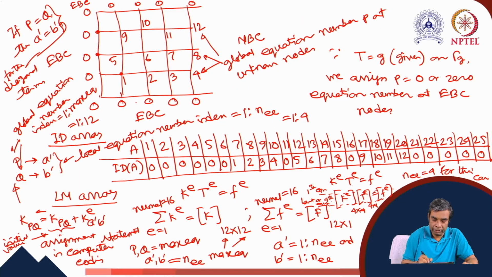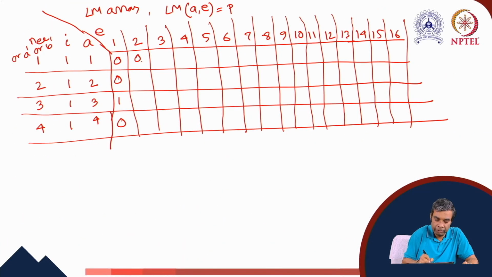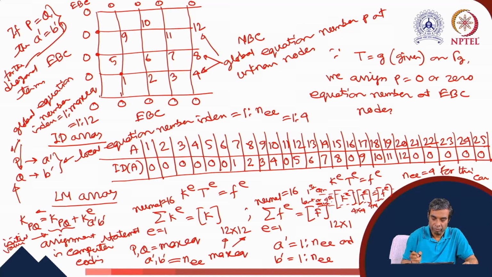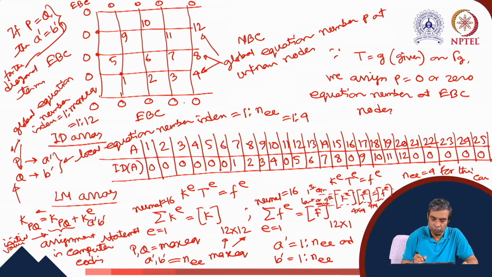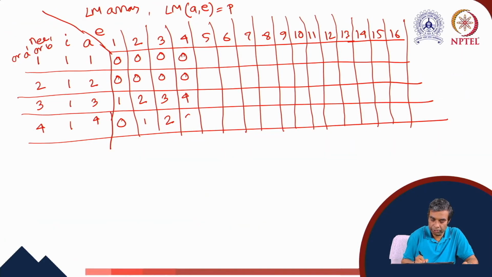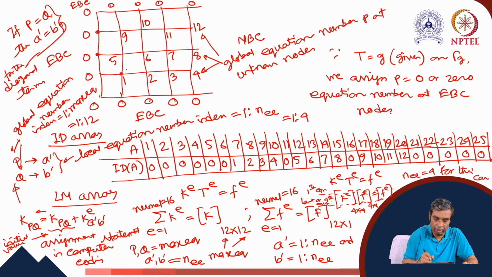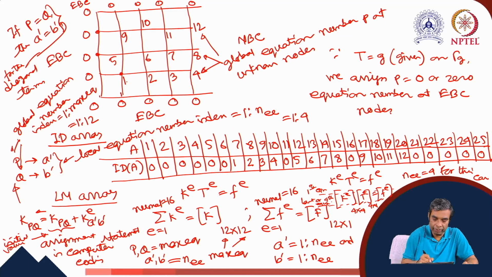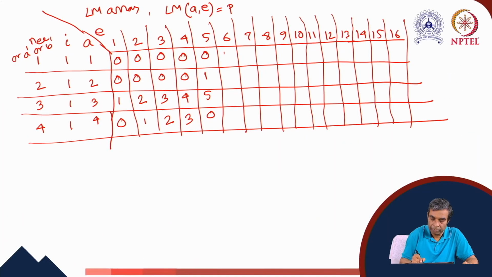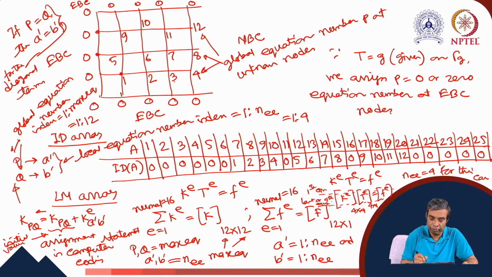For the second element, it was 0, 0, 2, 1. For the third element, it was 0, 0, 3, 2. For the fourth element, it is 0, 0, 4, 3. For the fifth element, it was 0, 1, 5, 0. For the sixth element, it was 1, 2, 6, 5. For the seventh element, it is 2, 3, 7, 6. For the eighth element, 3, 4, 8, 7.